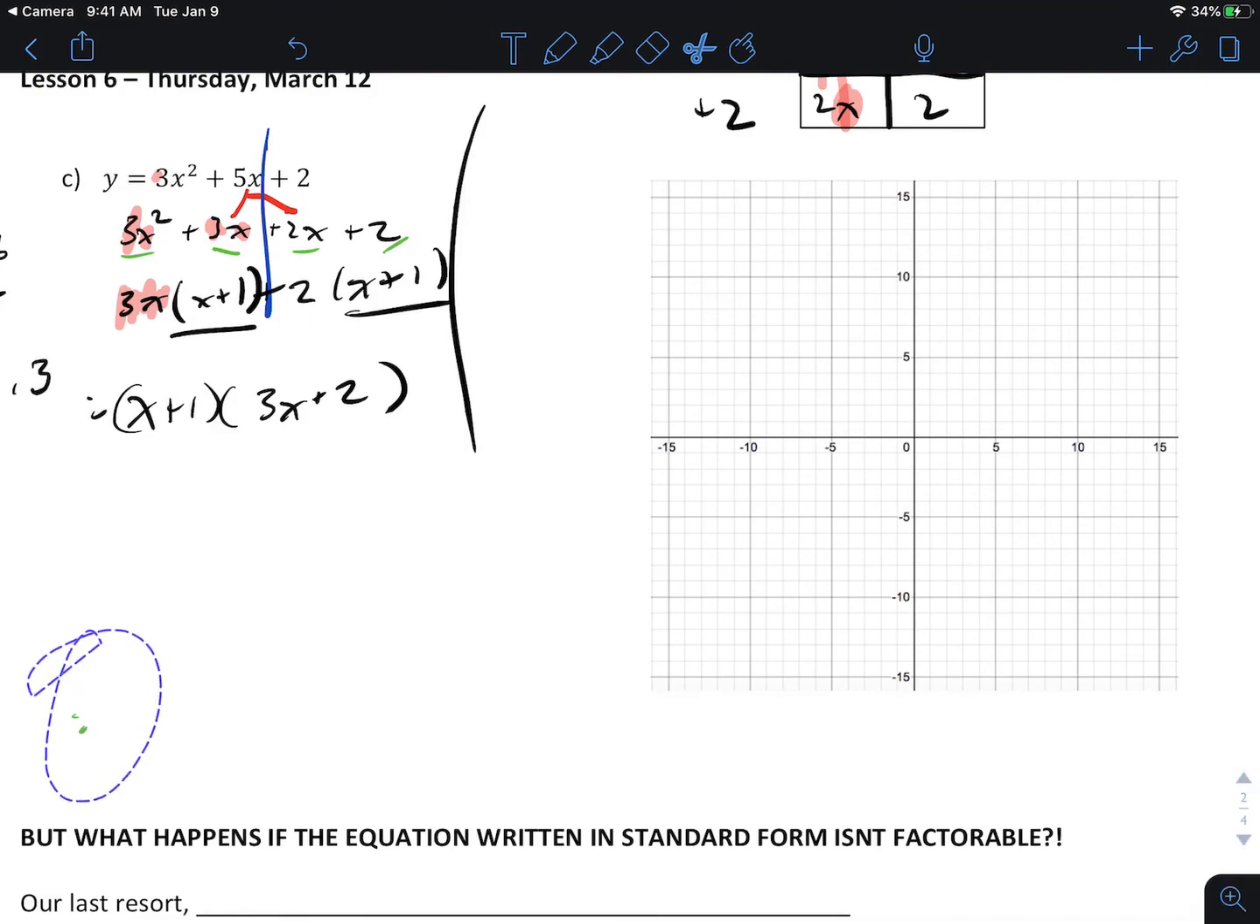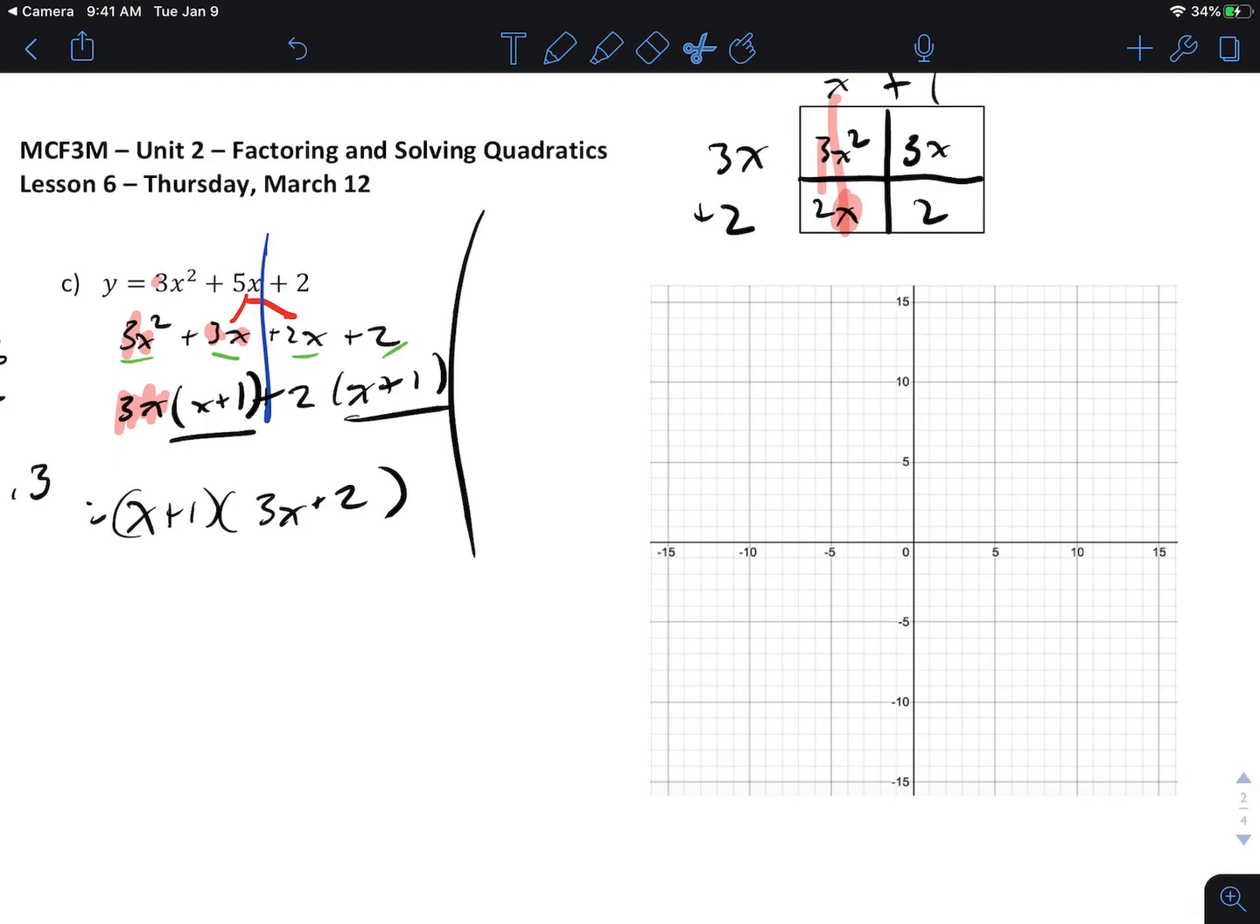Now, we can also look at what should the y-intercept be? 2. Why is it 2? It's the C value written in standard form. So I know it has to go through this point.